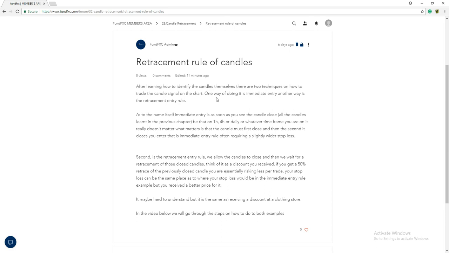The second is the entry retracement rule. We allow the candles to close, and then we wait for the retracement of those closed candles. Think of it as a discount you received. If you get a 50% retracement on the previously closed candle, you're essentially risking less per trade. Your stop loss can be in the same place as where you put it in the immediate entry rule, for example, but you received a better price for it. It may be hard to understand, but it's the same as receiving a discount at a clothing store. So let's show you on the chart what we mean by this.